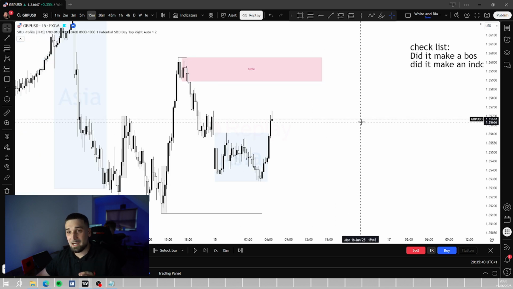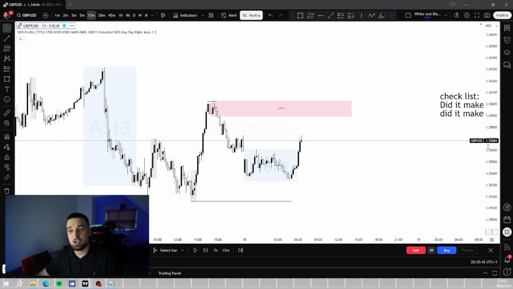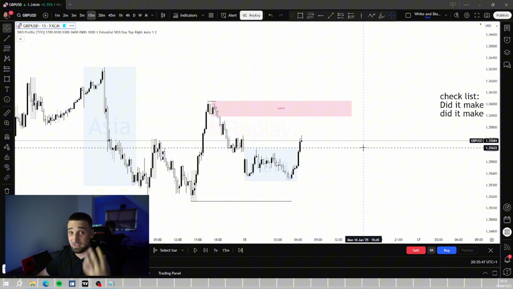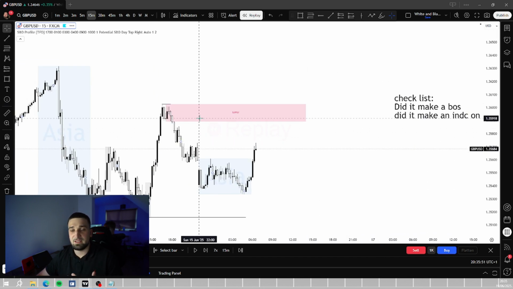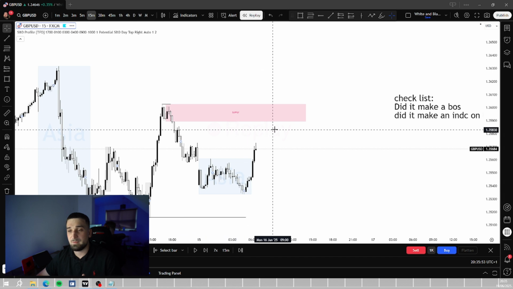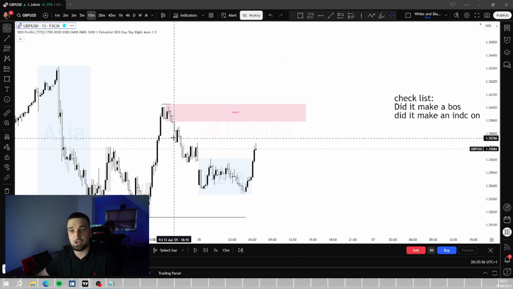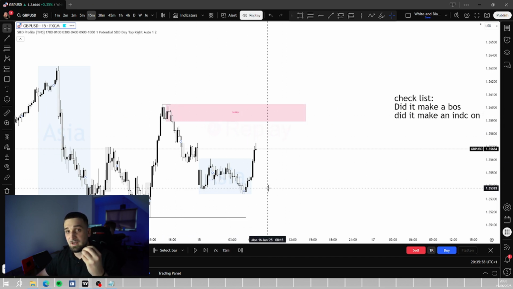price in an area which could make it a trap, in the sense of it's an area that's most likely to get taken out instead of reacting from. So in this case, it is a valid area. There's no reason for me to kind of look at this. If it already had a break of structure, it had an inducement, this would be very easily for me to see and say, okay, this is a valid supply zone.